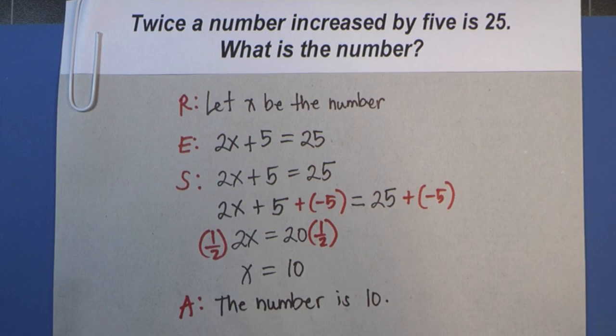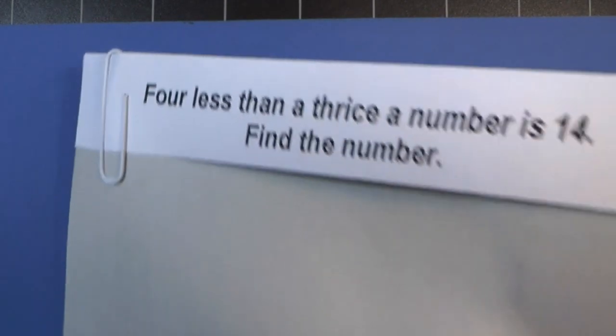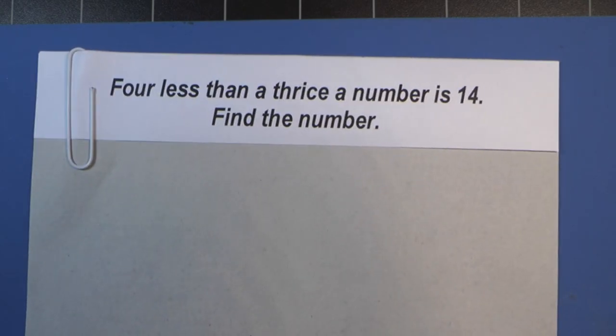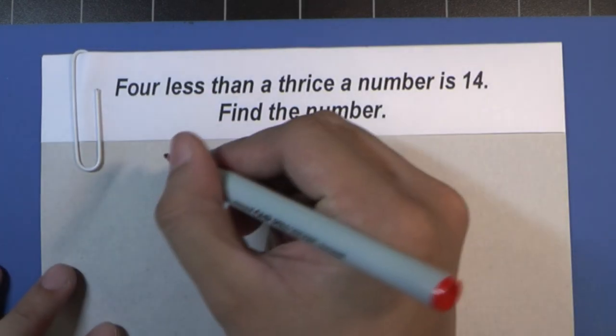Doing the RESA format makes our solving procedure very organized. It minimizes committing errors, especially careless mistakes. Now, try this on your own. 4 less than thrice a number is 14. Find the number. Pause the video now and start working on your RESA.